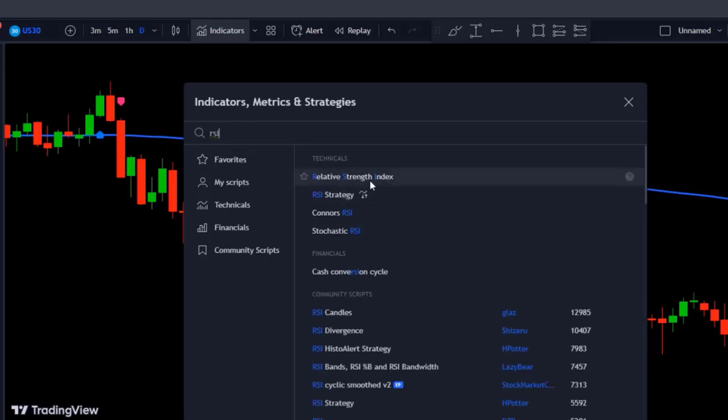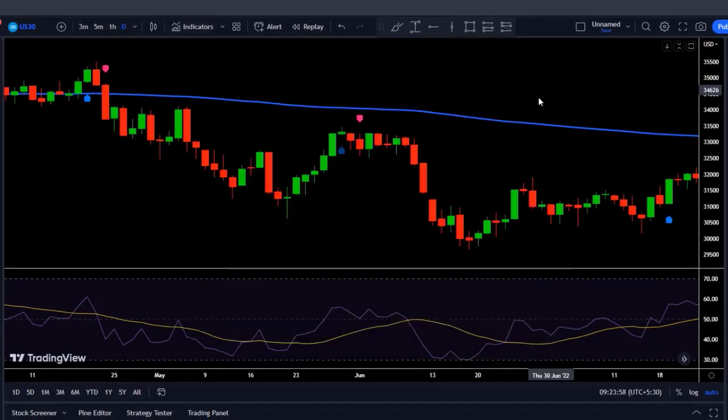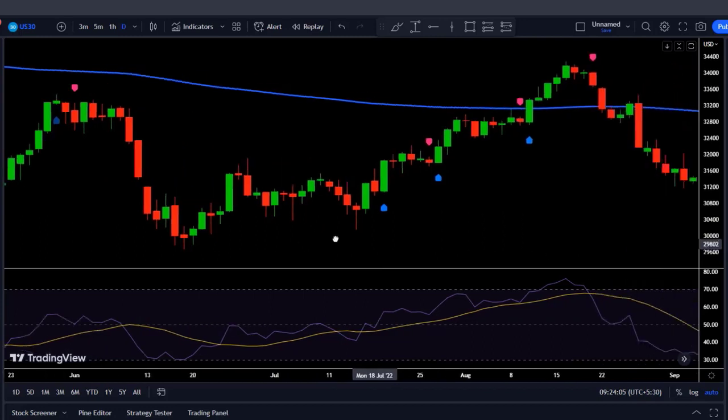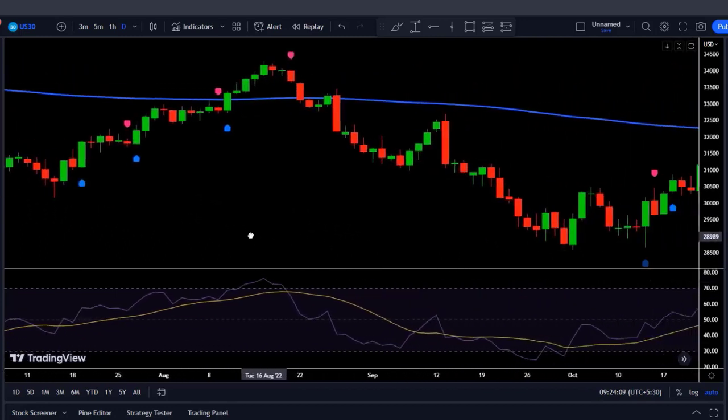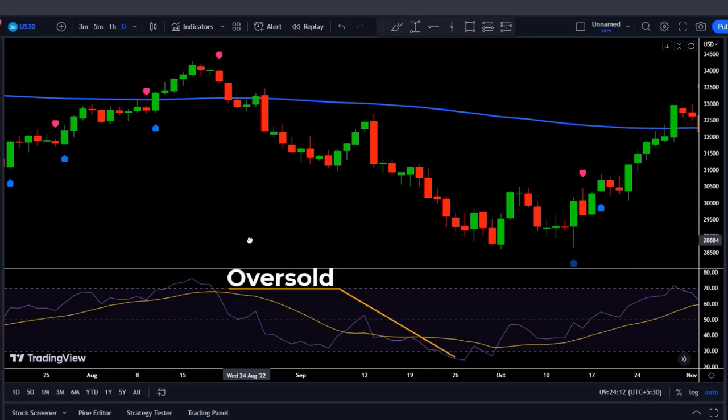As you probably know, the RSI is used in trading to measure the strength of a security's price action. It is displayed as a line on a chart that ranges from 0 to 100. When the RSI is above 70, it is generally considered overbought, and when it is below 30, it is generally considered oversold.